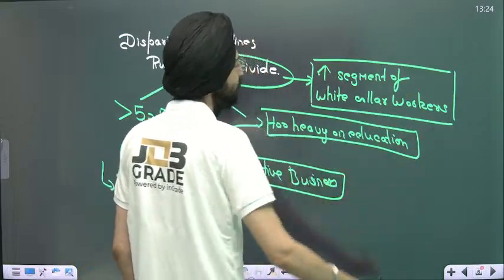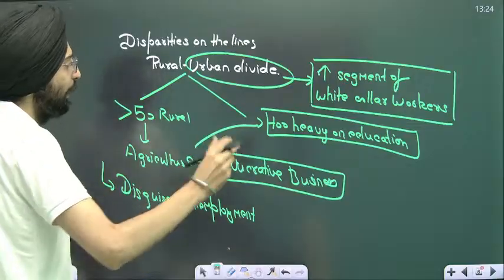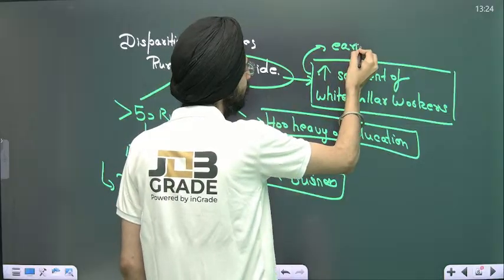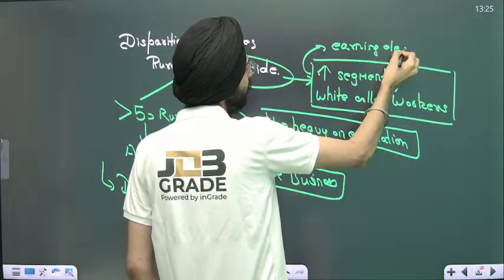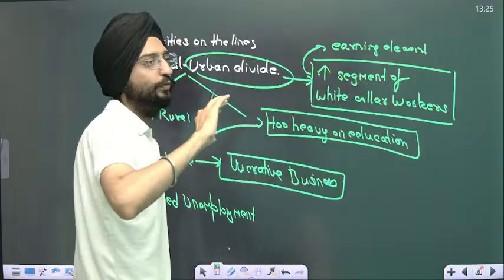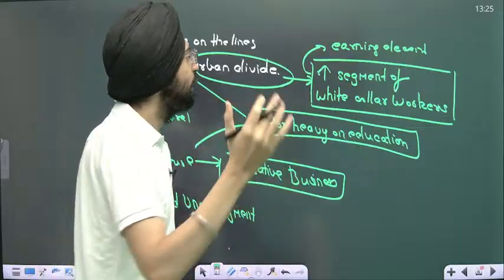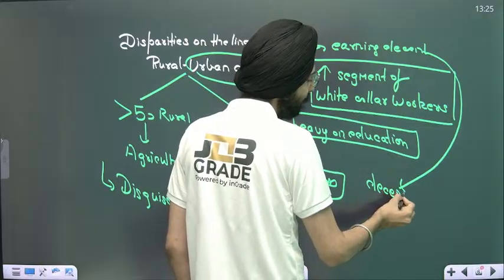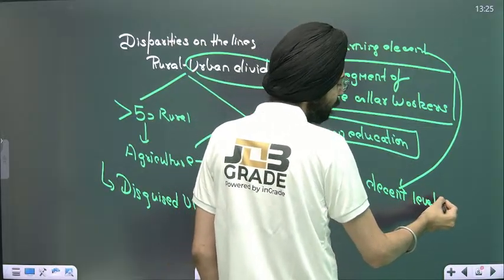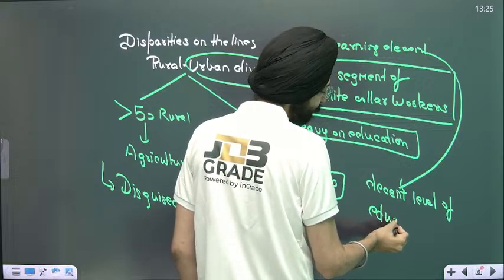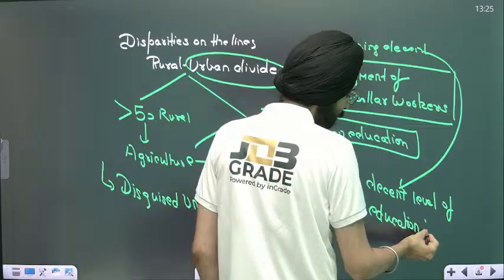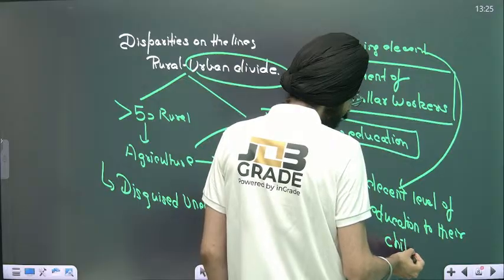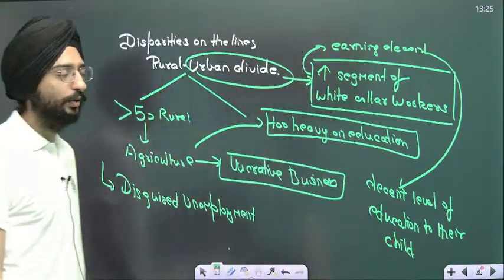There has been a higher segment of white collar workers. I hope you got this point. If there is a higher segment of white collar workers, that means they are earning decently, and they can afford, if not too much higher education in terms of Harvard or Stanford, at least a decent level of education for their child. I hope you got this point. I hope it's clear.